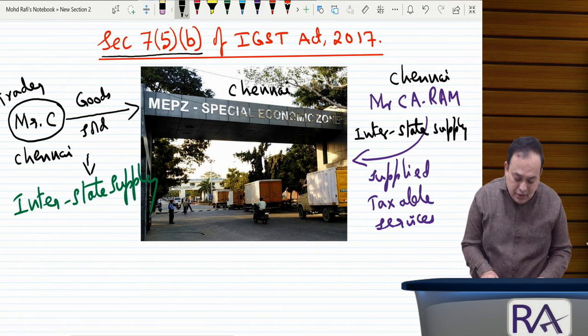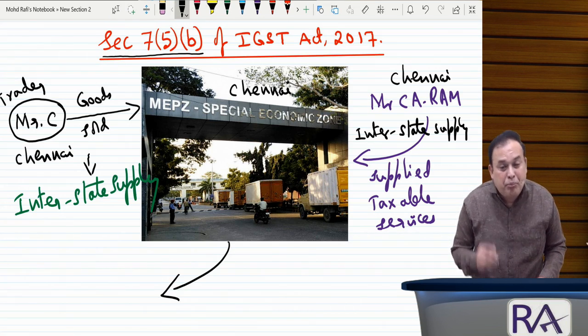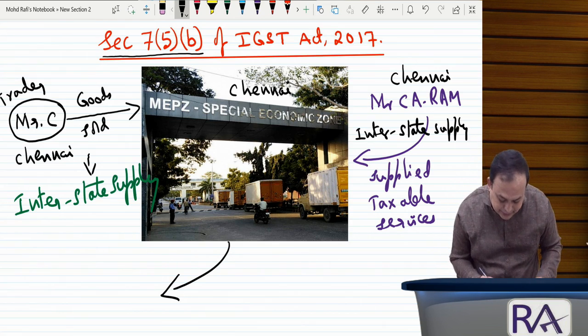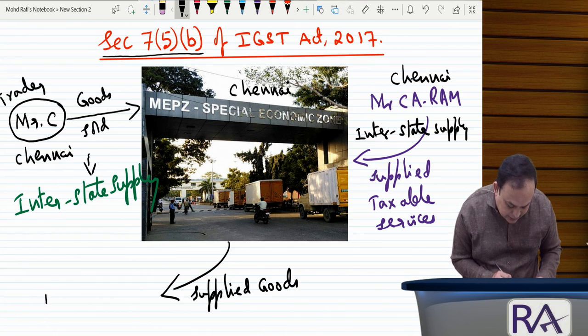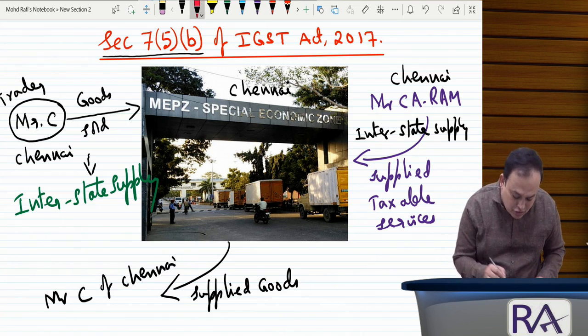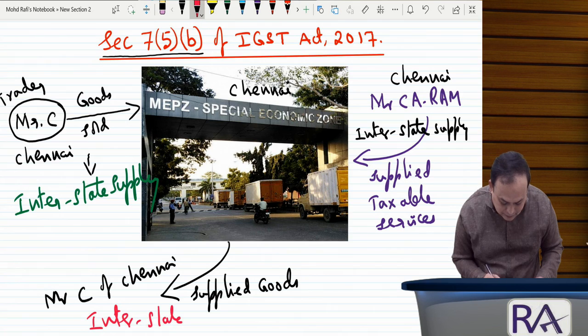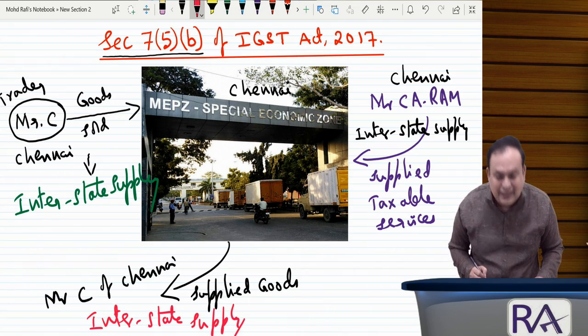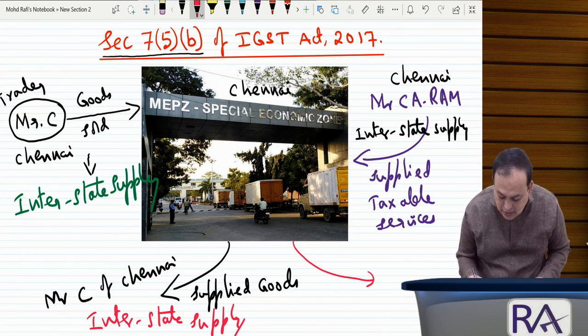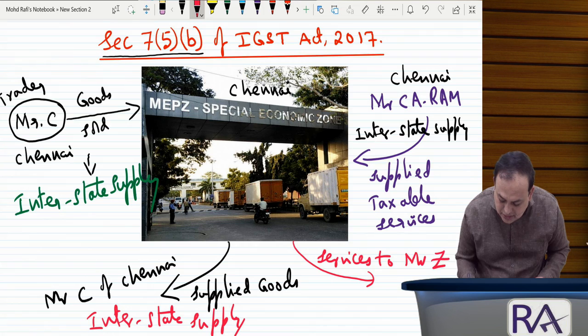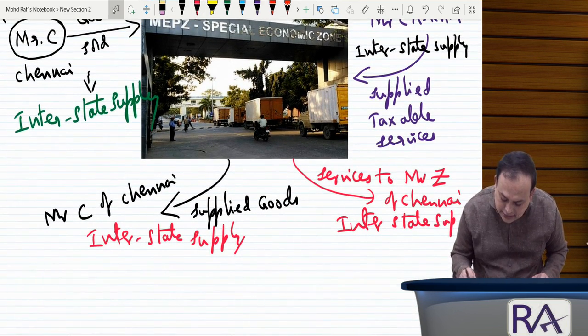Is that clear? Or otherwise, if the special economic zone is permitted to sell the scrap and all, if they supplied certain goods to, let us say, Mr. C of Chennai, then in that case, this also will be called interstate supply, supply of goods in the given case. Or if they provided services to, let us say, Mr. Z of Chennai, it will also be called interstate supply.